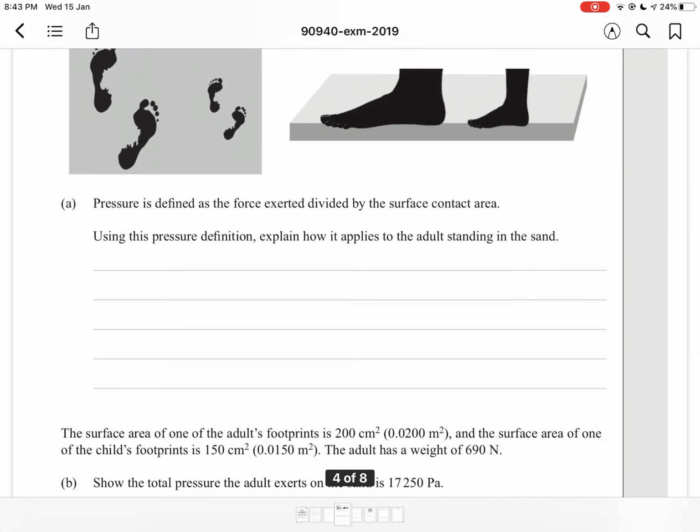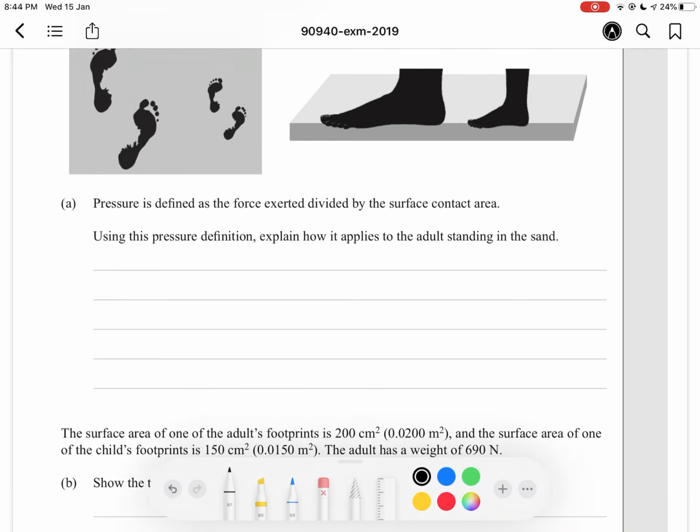Question A. Pressure is defined as the force exerted divided by the surface contact area. Using this pressure definition, explain how it applies to the adult standing in the sand. When the adult is standing in the sand, the adult's weight force is distributed over his two feet, which are in contact with the ground. Because it is soft sand, this will cause a footprint in the sand.